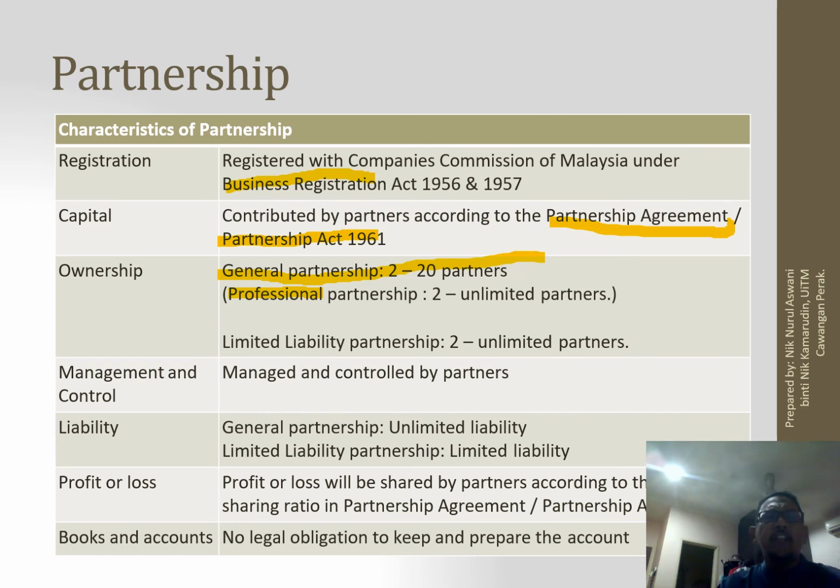Okay, management and control: it is managed and controlled by the partners because there is more than one owner. General partnership has unlimited liability. Generally partnership is unlimited liability, same as sole proprietorship. In terms of profit or loss, it will be shared by partners according to their profit sharing ratio, depending on the partnership agreement. Again, there is no legal obligation to keep and prepare the accounts. It is not compulsory.